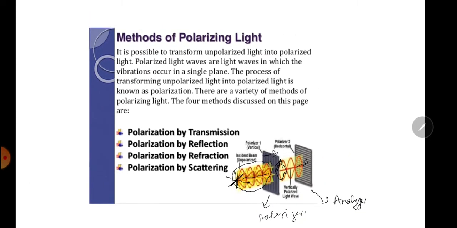So it is possible to transform unpolarized light into polarized light. Polarized light waves are light waves in which the vibration occurs in a single plane. The process of transforming unpolarized light into polarized light is known as polarization. There are a variety of methods of polarizing light. The four methods discussed are polarization by transmission, by reflection, by refraction, and by scattering.